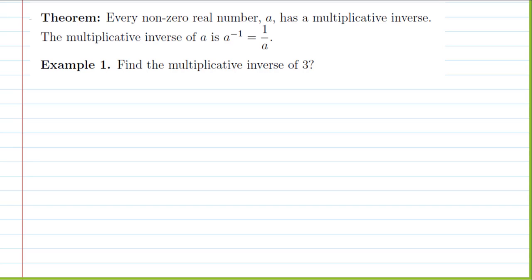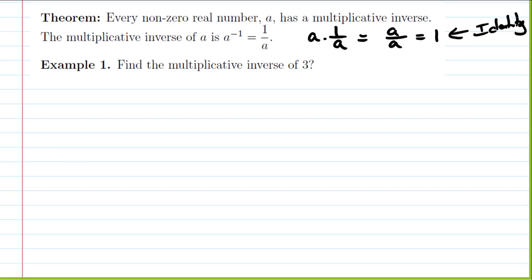So for real numbers, we have the following theorem. For every non-zero real number a, it has a multiplicative inverse. The multiplicative inverse of a, that is a inverse, is 1 over a. So the multiplicative inverse of a number has the property that if I multiply a by 1 over a, that's a divided by a, which gives me 1, which is the multiplicative identity.